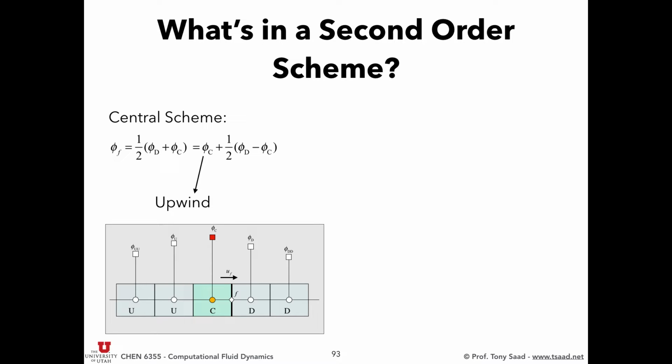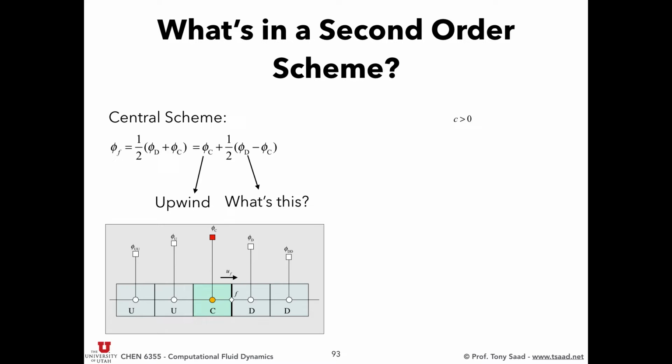Okay? But what is this thing here? Phi d minus phi c, phi downwind minus phi upwind. Do you have any inclination to say what this is? Is this an advective flux? Is this a dispersive flux? Is this a diffusive flux? Okay, so let's see what it is.